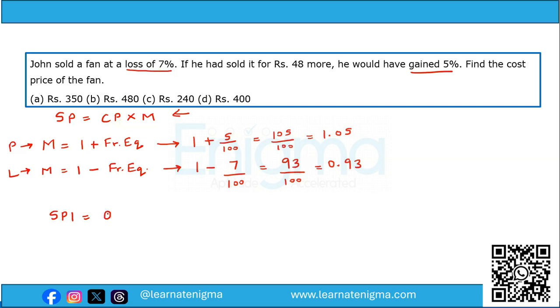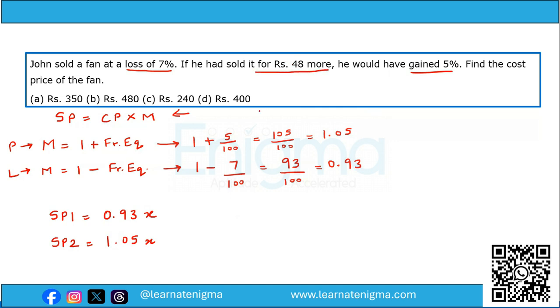Therefore, selling price 1 will be 93. Let's assume the cost price to be x. So it becomes selling price 1 is 0.93x. Selling price 2 will be 1.05x. Gained 5%.